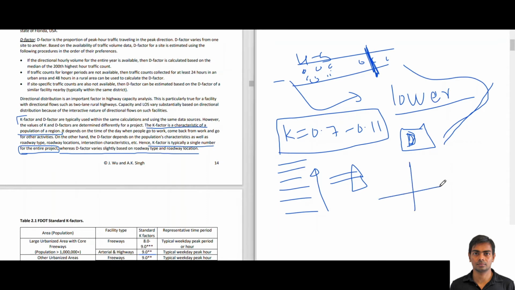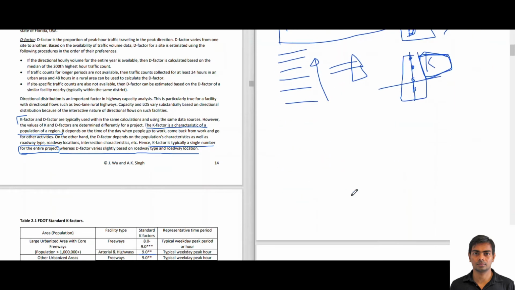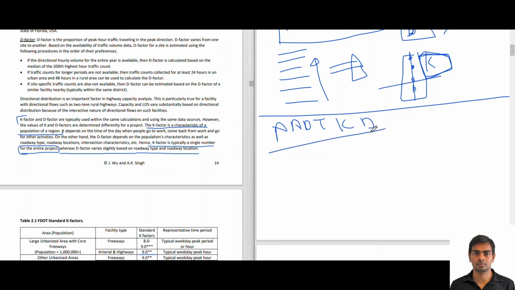So for K factor, even though the K factor here is different, and here is different, we should not use different K factors. Usually we need to come up with one single K factor for the entire project. That's very, very important and a common mistake that happens in practice. Whereas the D factor needs to be calculated based on the roadway type and location and based on the data we are collecting. For most cases, if we are not collecting data, then we take the AADT, K factor and D factor from the statewide maps.